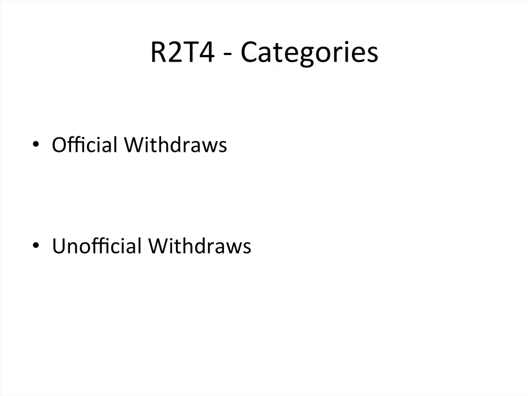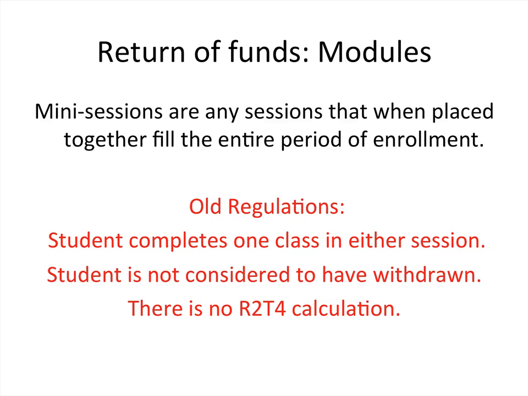Now again, I had mentioned that in addition to attendance, there was some change on who gets picked up. Before, we were talking about official and unofficial withdrawals, and that would be students that failed to earn a successful grade or a passing grade in at least one class. Well, a slight change on this is return of Title IV funds for modular classes.